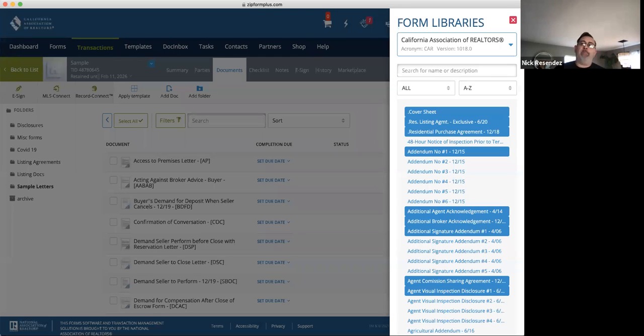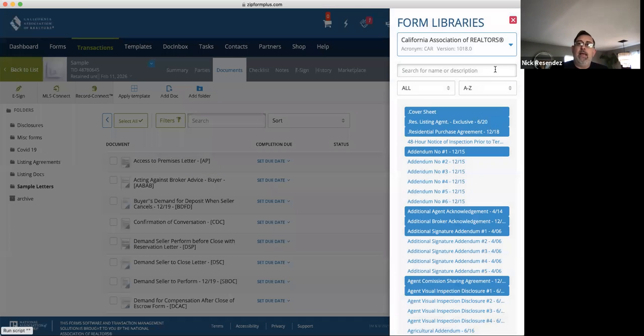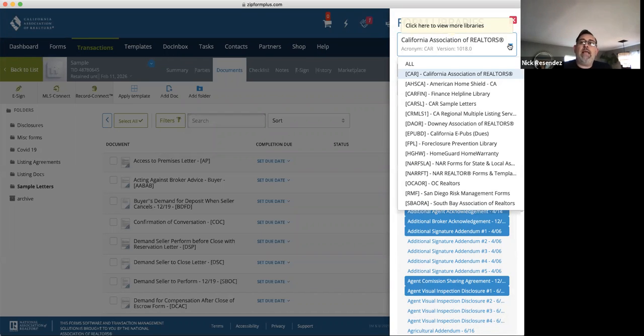Okay, so when we open our forms, again, I'll click all forms. I have the California Association of Realtors library as the default. That's where all of our purchase agreement, listing agreements, all that stuff is housed for us. But if I click the drop down, there are other libraries.